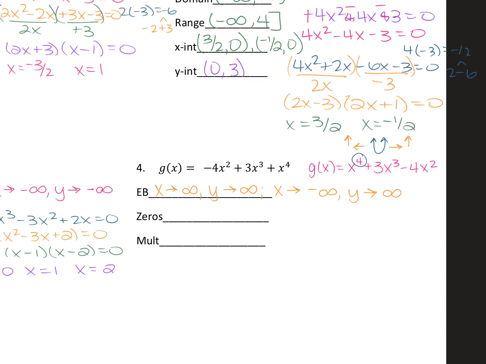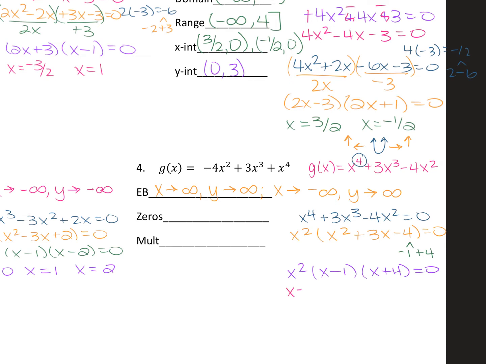To find your zeros, you're going to have to factor this. So we're going to take the x to the 4th power plus 3x cubed minus 4x squared, set it equal to 0, and solve. We're going to factor out an x squared first to give us x squared times x squared plus 3x minus 4 is equal to 0. From here, your factors of negative 4 that add up to be positive 3 are negative 1 and positive 4. So this factors to give you x squared times x minus 1 times x plus 4 is equal to 0.